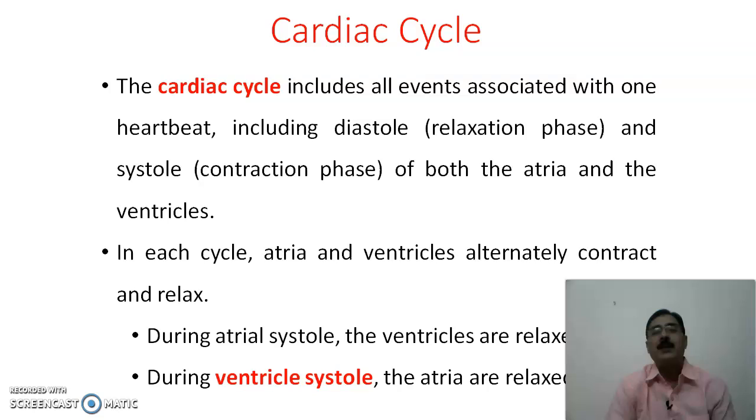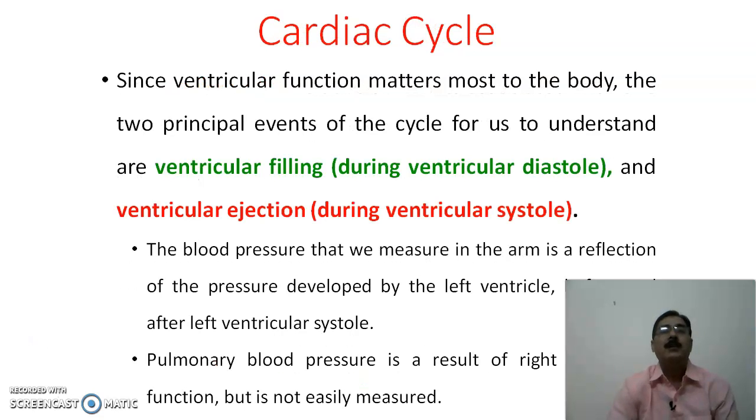In each cycle, atria and ventricles alternately contract and relax. During atrial systole, the ventricles are relaxed, and during ventricular systole, the atria are relaxed. Since ventricular function matters most to the body, the two principal events of the cycle for us to understand are ventricular filling, that is during ventricular diastole, and second, ventricular ejection, that is during ventricular systole.